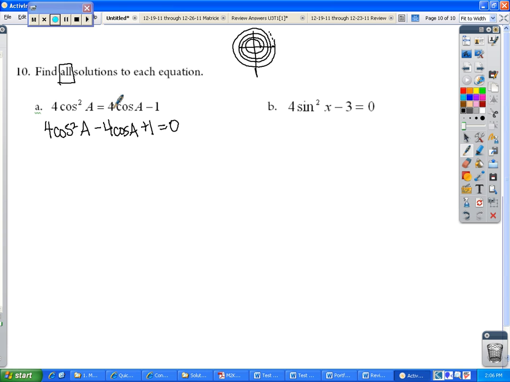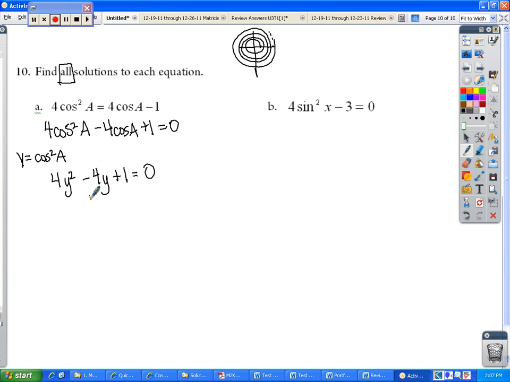And that was just getting everything over to the other side. Now if you notice, this is a quadratic. For those of you that have a hard time seeing that, you might want to just say y equals cosine squared a, and that way your equation is 4y squared minus 4y plus 1 equals 0. That makes it a little bit easier to see the factoring.